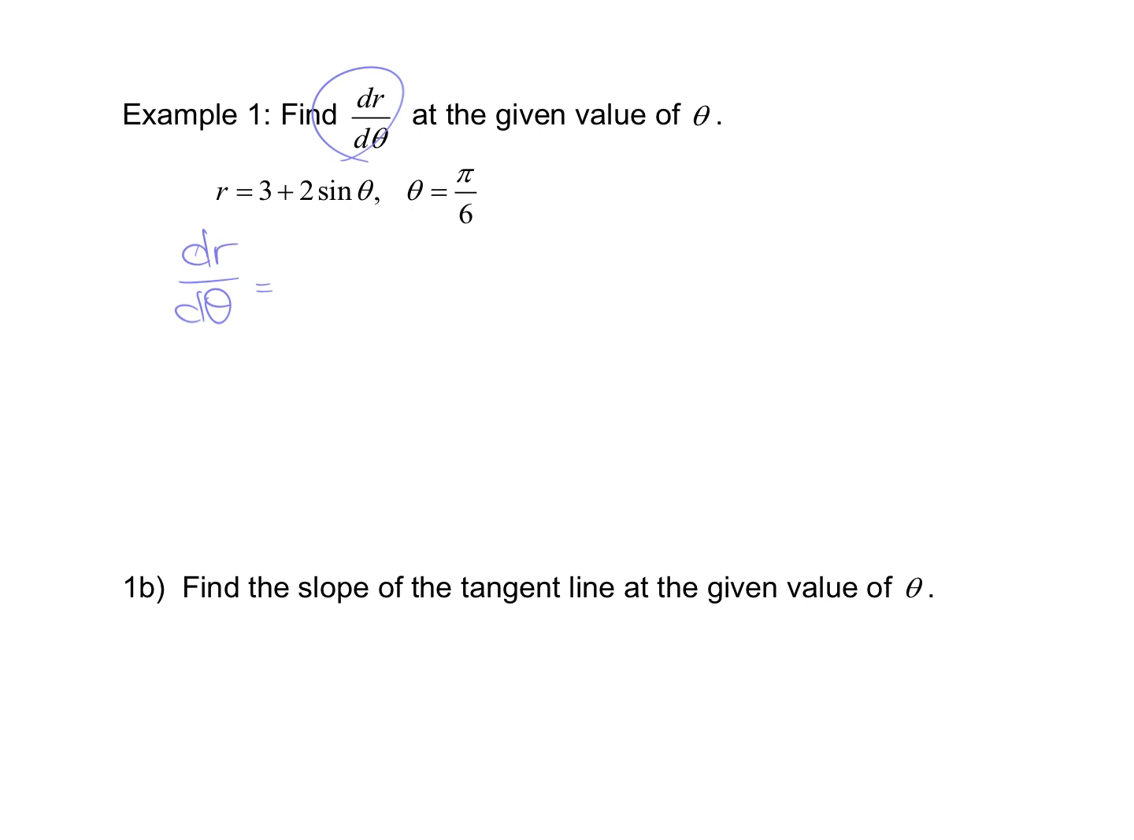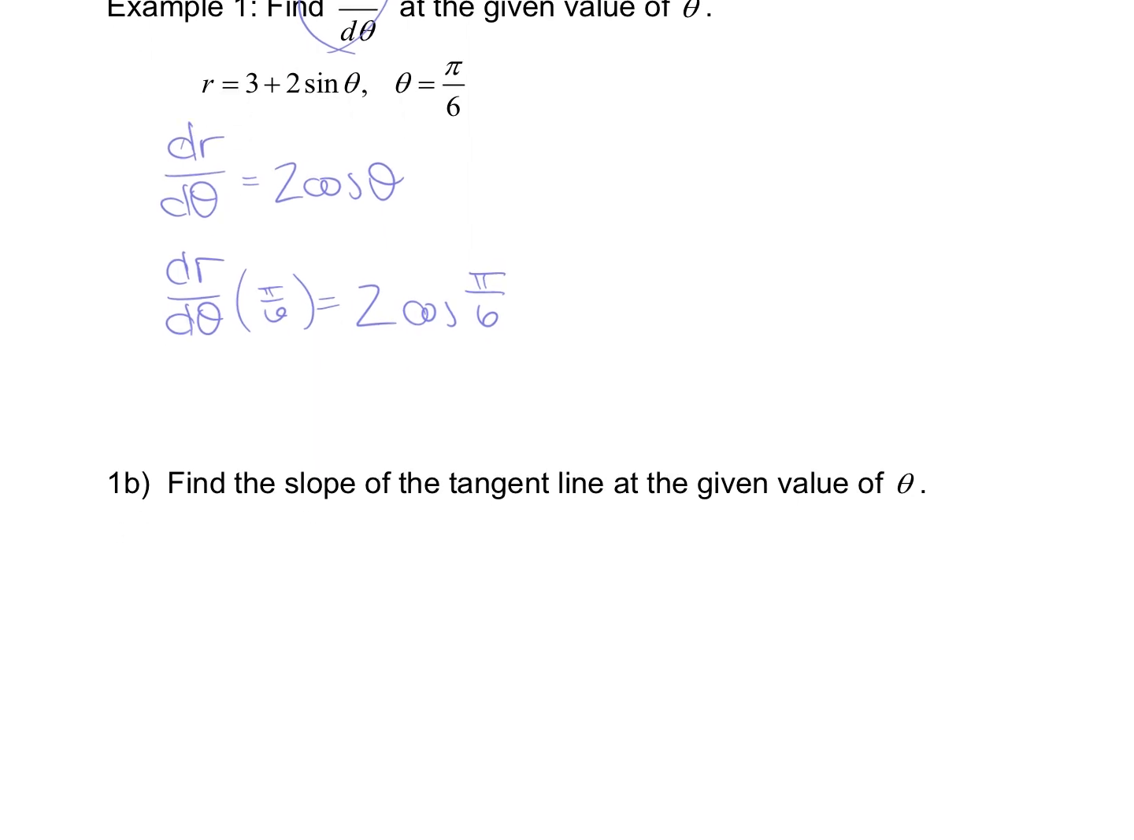What's the derivative of 3? 0. The derivative of 2 sine theta will be 2 cosine theta. And I'd like to evaluate that at theta equals pi over 6. So I'm going to say dr d theta at pi over 6 is equal to 2 cosine at pi over 6. What is the cosine at pi over 6, and where do we know that from? The chart. So the cosine at pi over 6 is positive root 3 over 2.